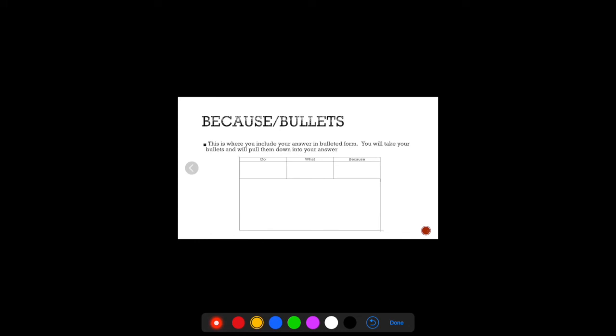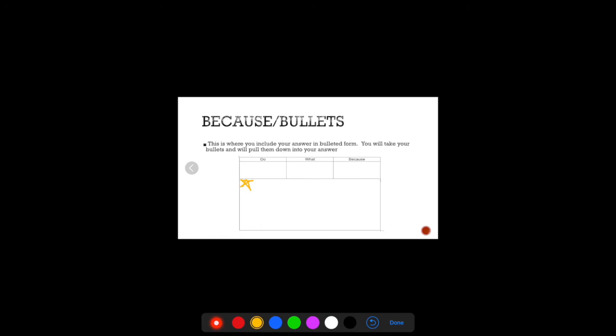Last box, because or bullet. This is where you include your answers in bulleted form. They do not have to be in complete sentences. They can just be little thoughts, quick little notes that you want to put about your answer. You'll take your bullets and you'll put them down in your answer box, which is this box down here. So these are just quick thoughts about what we need to include when we actually write our complete sentences.